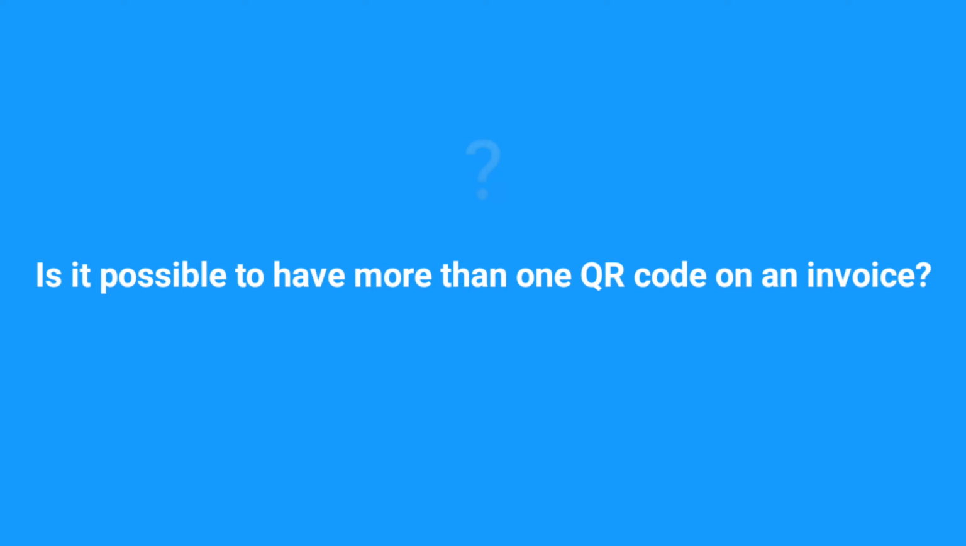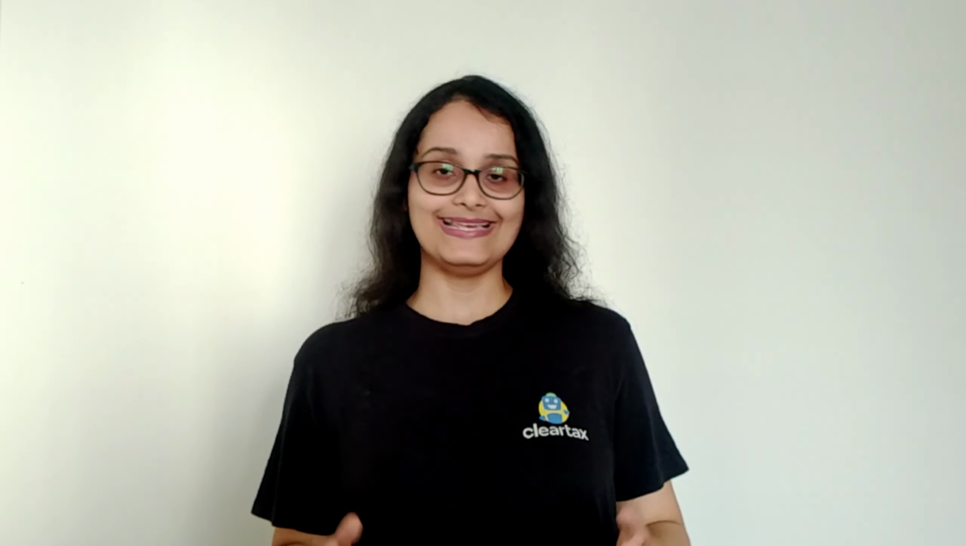Is it possible to have more than one QR code on an invoice? Yes. Apart from the QR code relating to IRN, the supplier is free to place any other QR code which is required as per business needs or otherwise mandated by any other statutory requirements. In such cases, the QR codes need to be marked clearly so that they can be distinguished easily.